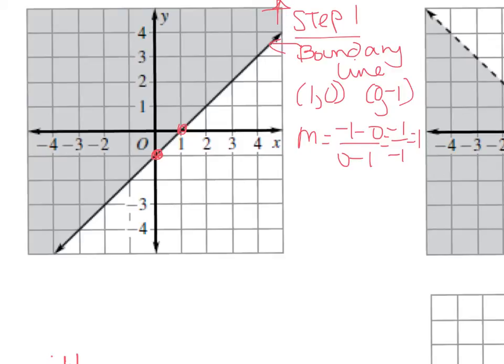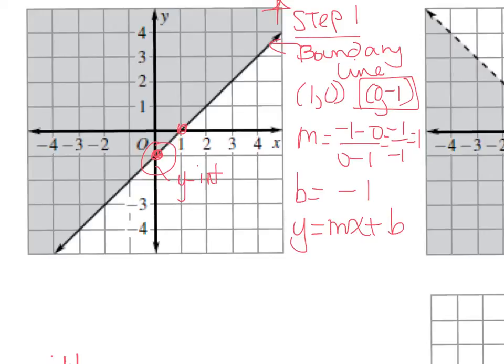And my y-intercept happens to be this point. This is your y-intercept, -1. I'm going to use the slope-intercept form to write my boundary line. So my boundary line will be y equals x minus 1.